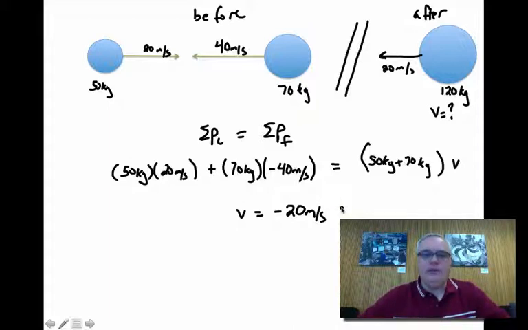Okay, so that's a couple of examples of linear momentum. It gets a little bit more complicated when we have the momentum vectors being at angles to each other. So not everything in a straight line like this. And we'll talk about two-dimensional conservation of momentum in the next video.